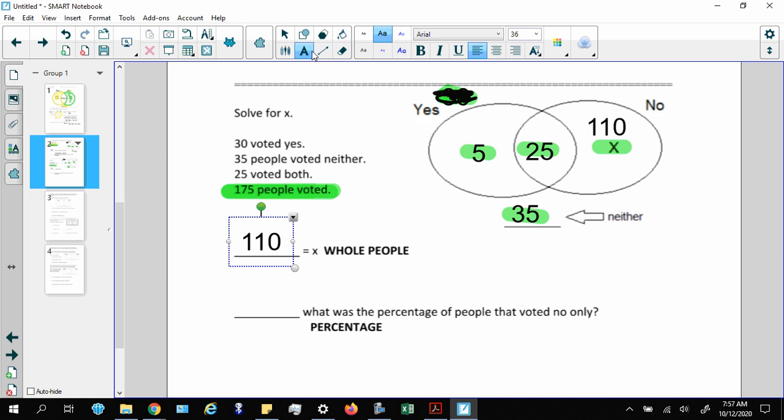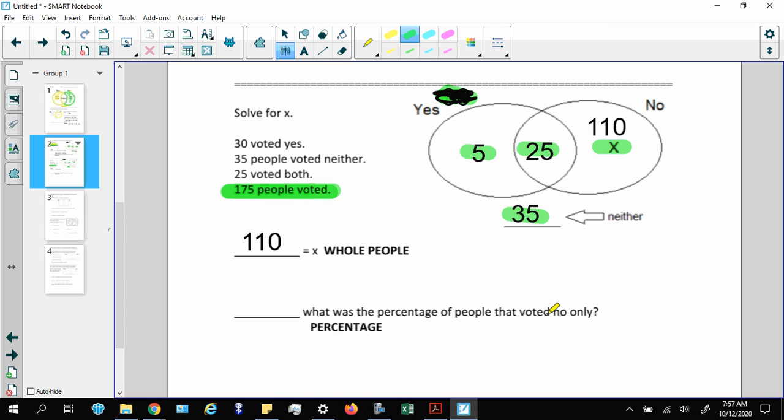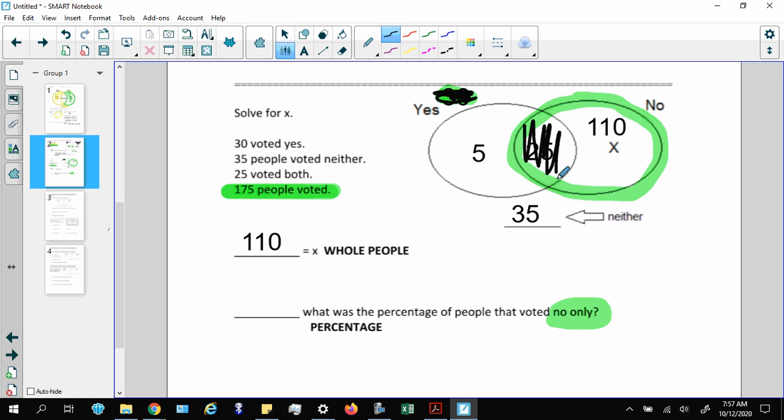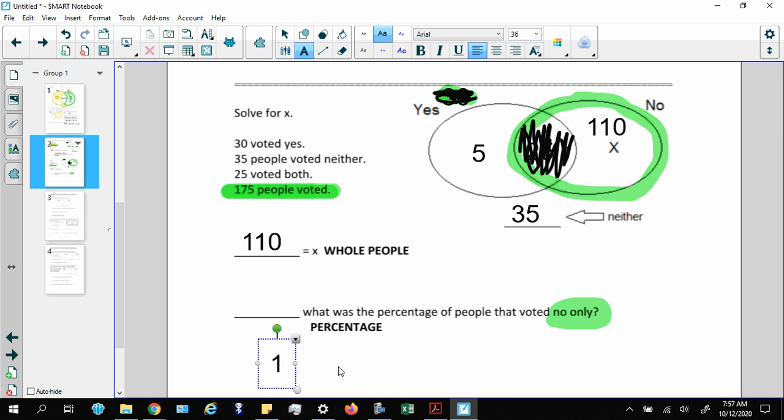What is the percentage of people that voted no only? Because the problem specifically said no only, that means you're only focusing on no only. Here's the no circle, but it said no only, so that means the whole both section of the circle we don't use. So we're only looking for no only, which is 110. So 110 divided by a total of 175. When you do the math, you're going to get 62.8%.